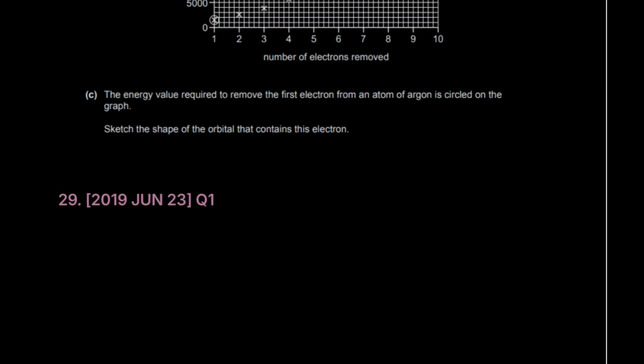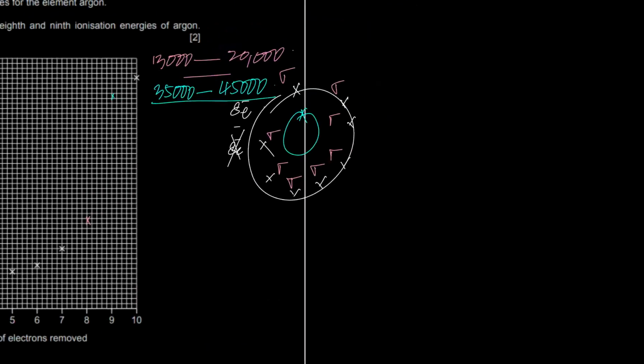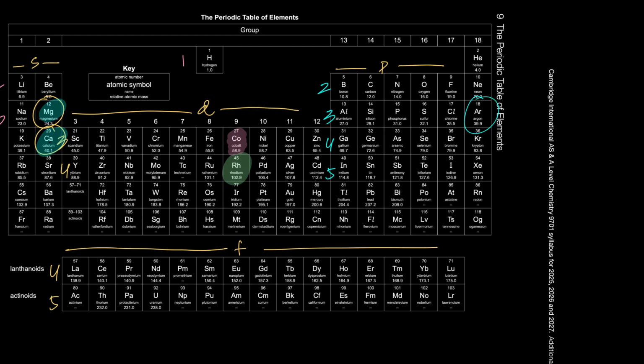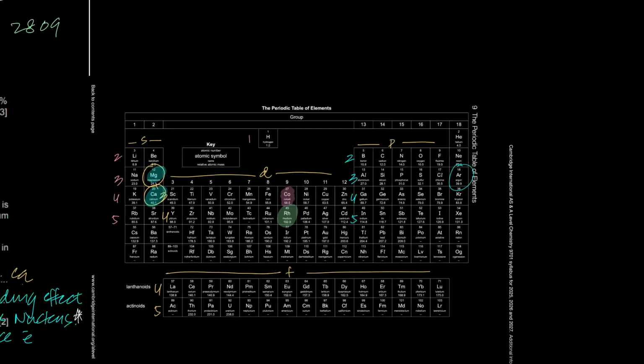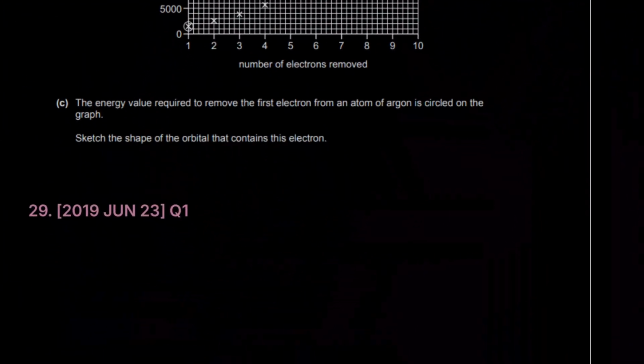The energy value required to remove the first electron from an atom of argon is circled on the graph. Sketch the shape of the orbital that contains this electron. What's going to be the shape? Now, argon is in the p block. Let me even show it to you. Argon is right here in the p block. Its outermost electron is what? 3p6. It's in the p orbital. So what should be the shape? Everybody, what should be the shape?